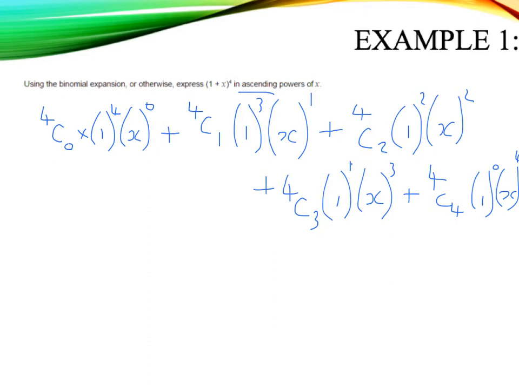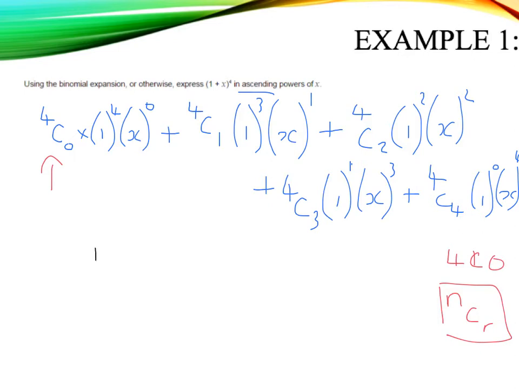This idea of 4C0, this part at the front of my binomial expansion, is going to give me a value. Now you can just type that in on your calculator if you like. You're looking for a button that says nCr. If you type in 4C0, it'll give you an answer of 1. Why? Let's see if we can see where these values are coming from.